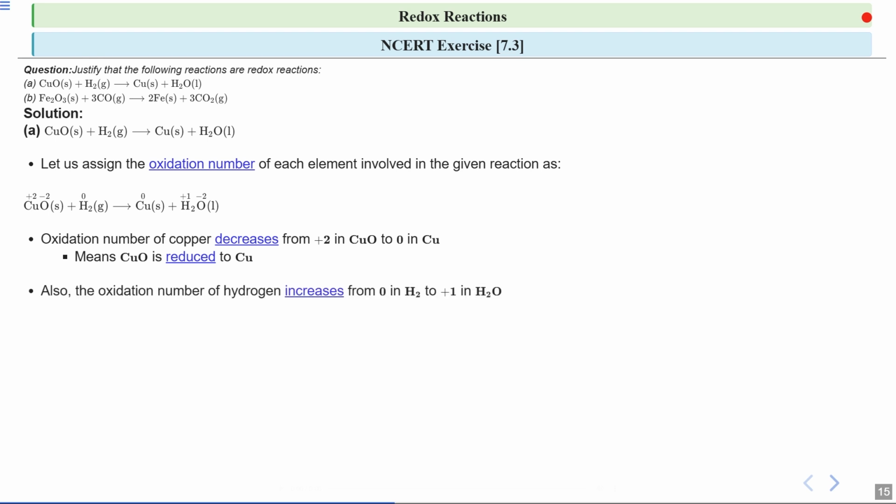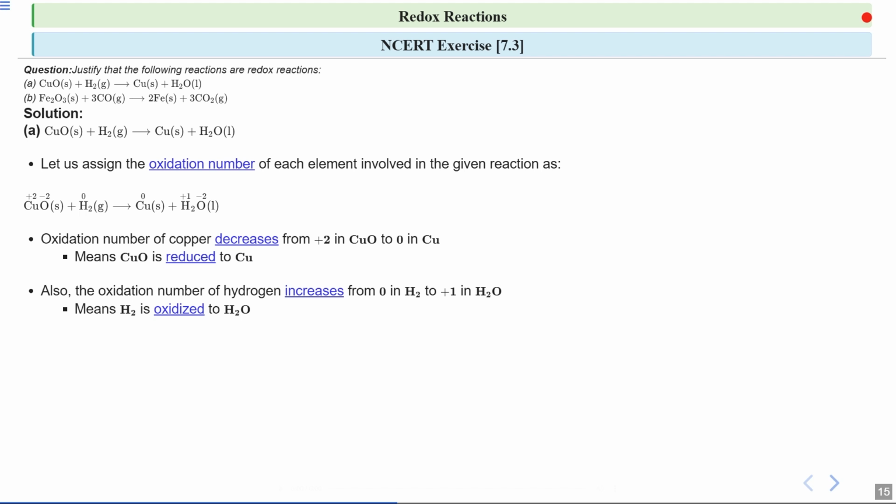Then, if you look at the oxidation number of hydrogen, it is increasing from 0 in the hydrogen molecule to +1 in the water molecule. That means the oxidation number is increased by removing electrons. So that is the only possible way to increase the oxidation state. So this is the case of oxidation of H2 to H2O.